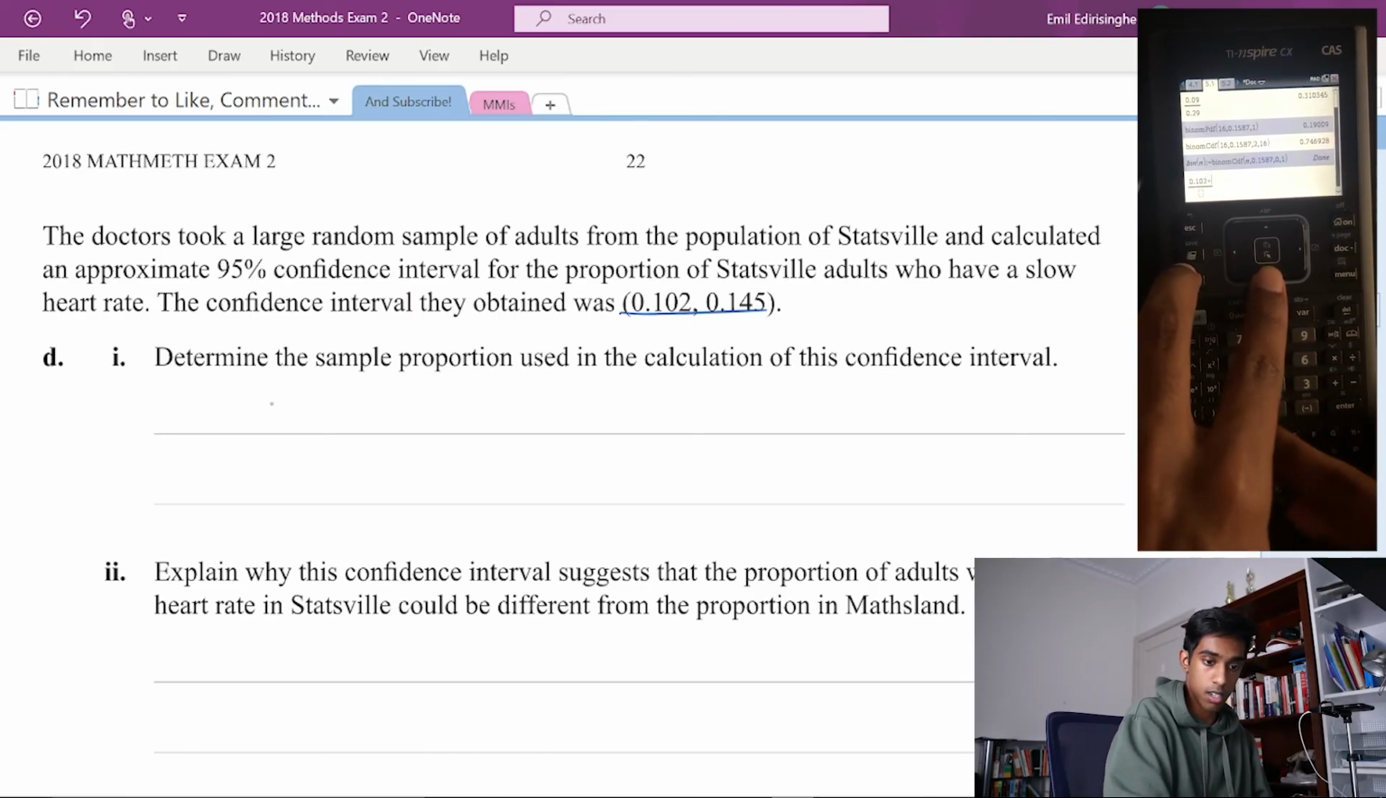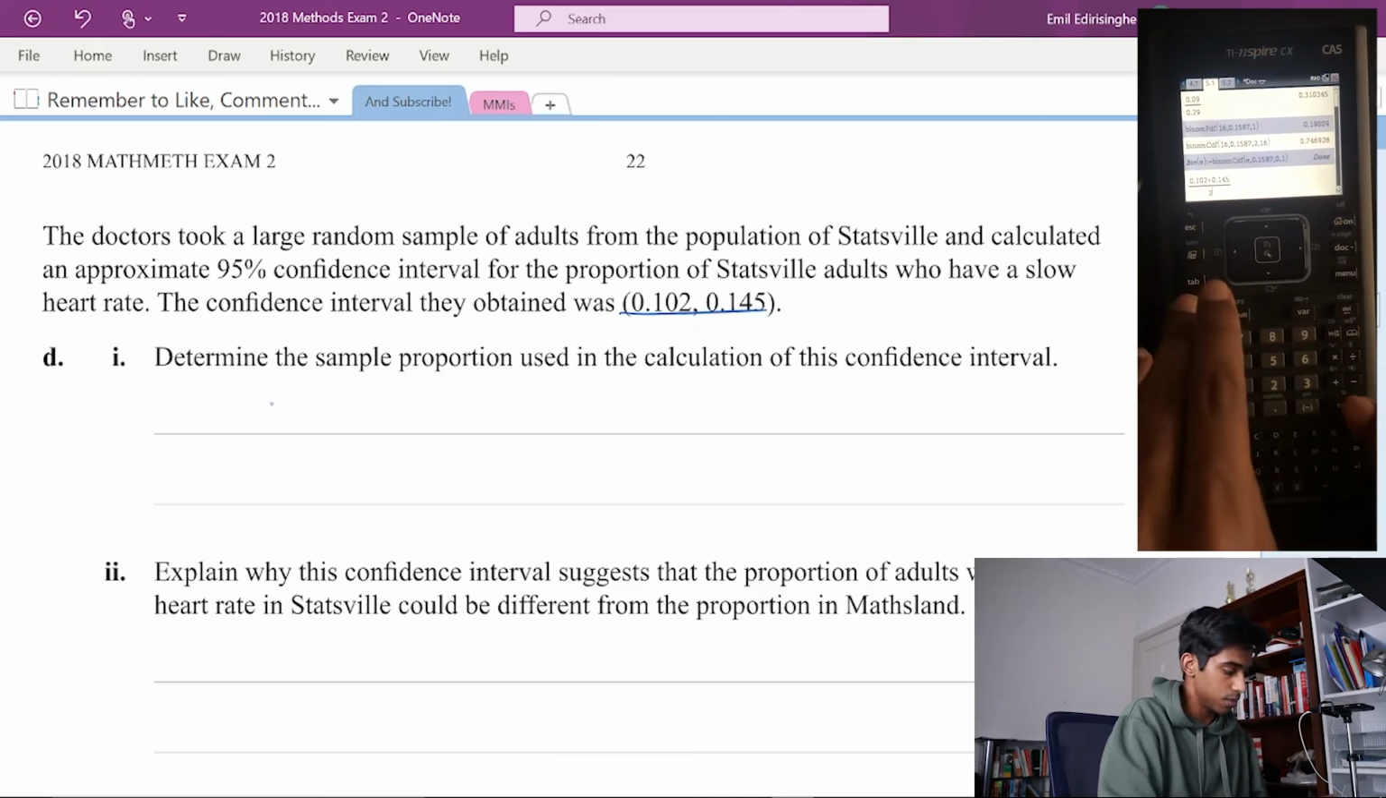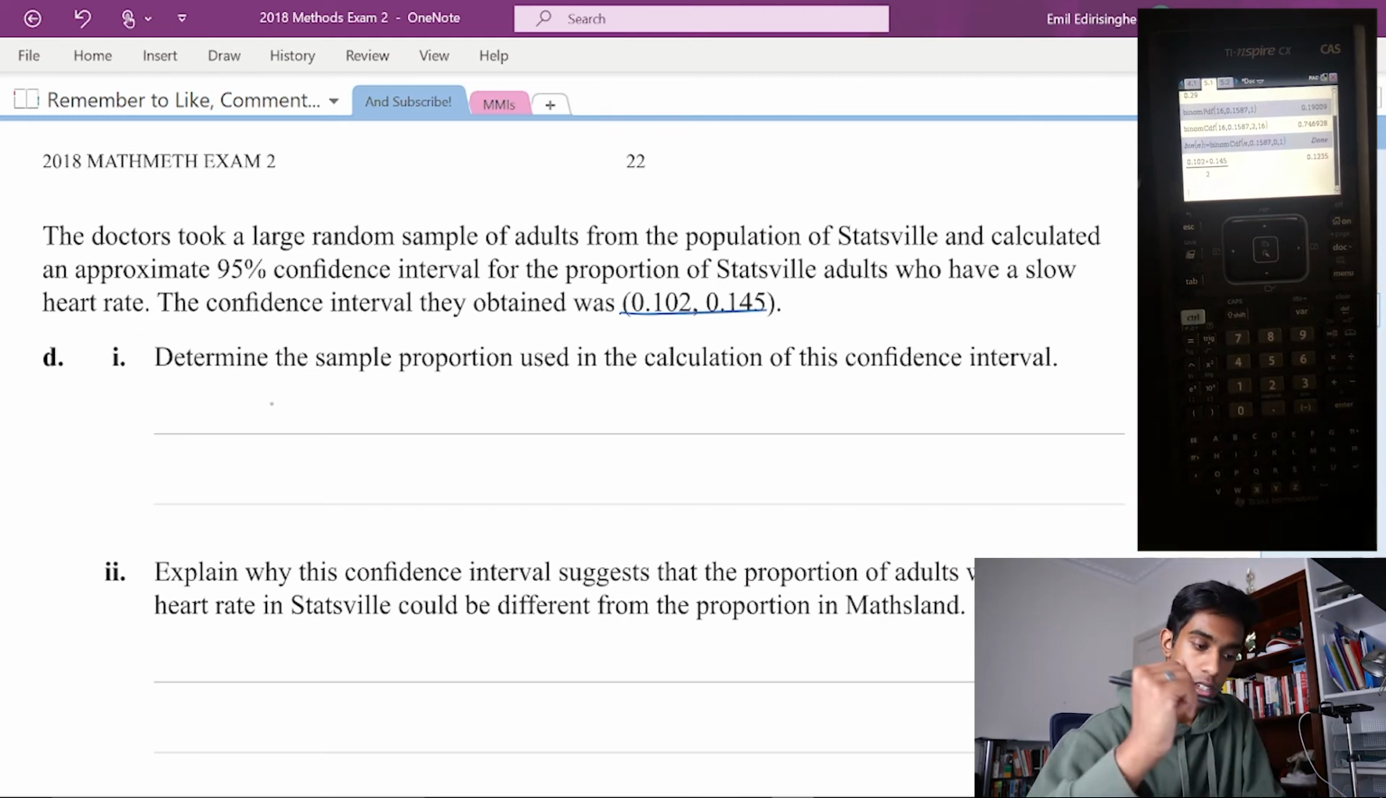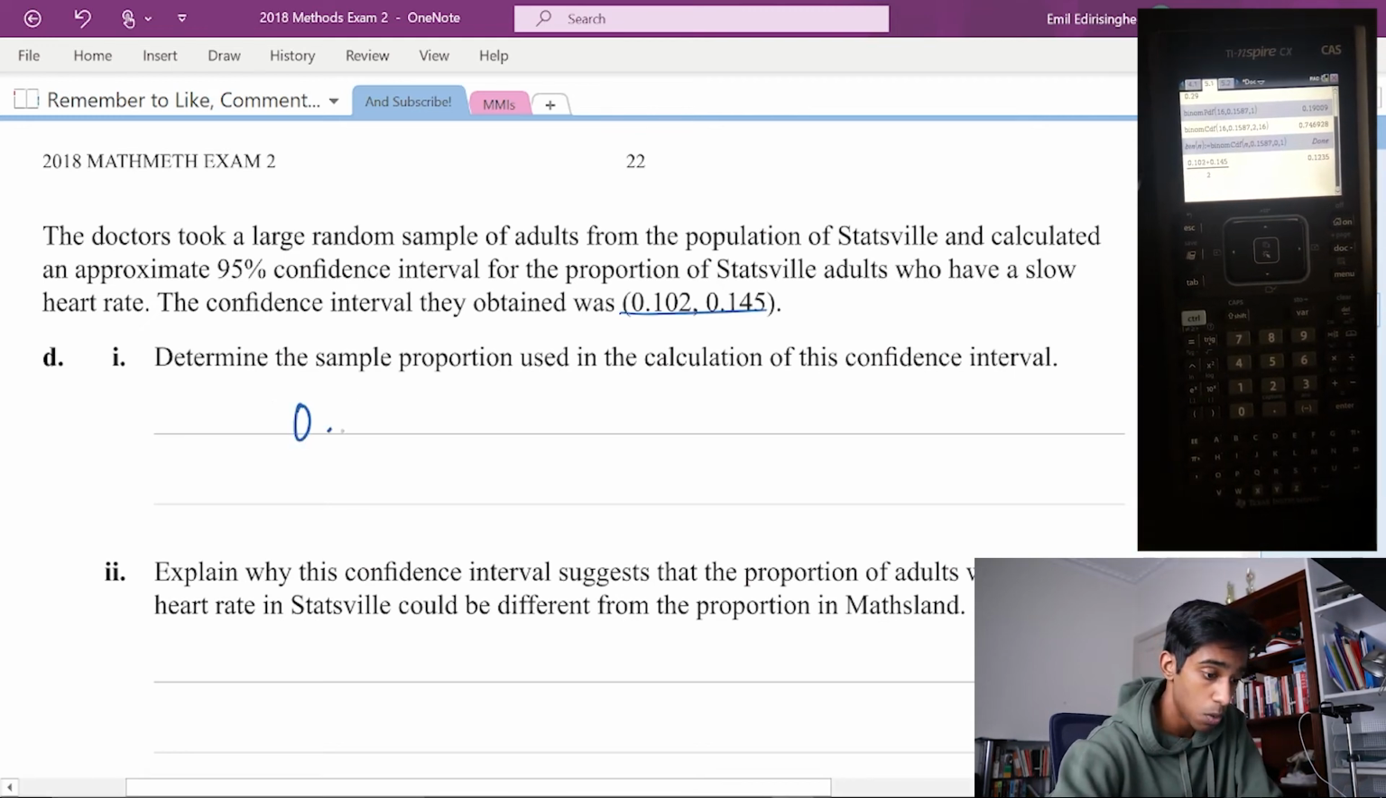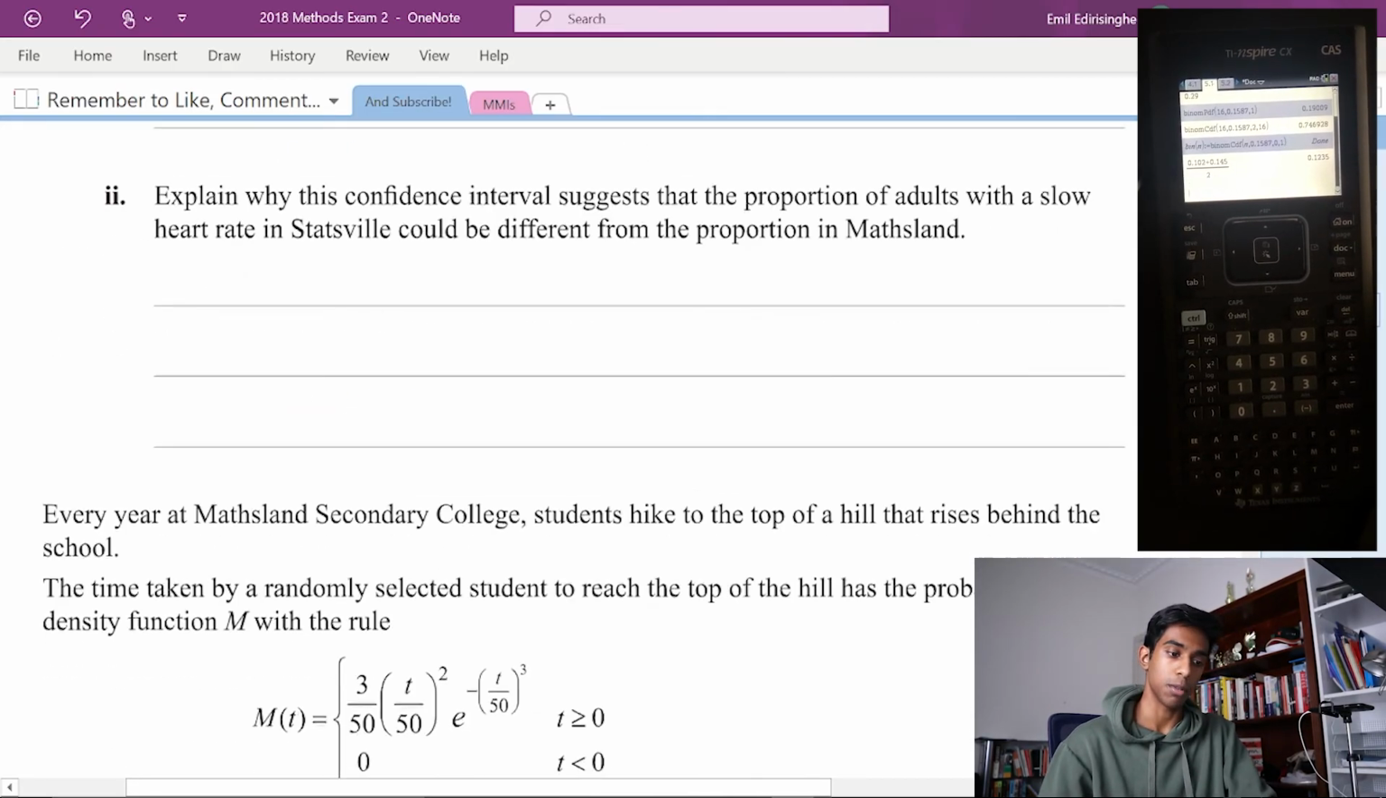0.102 plus 0.145 on 2. That gives us 0.1235 is the sample proportion they used.